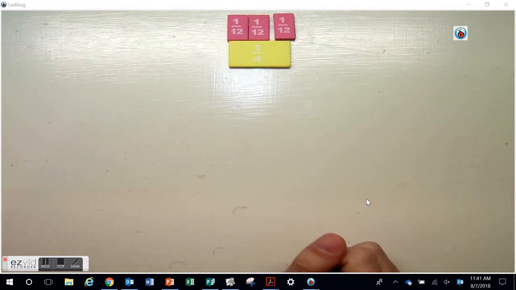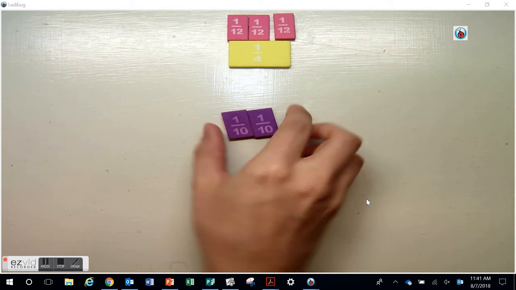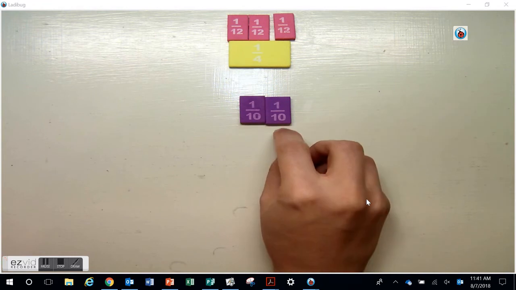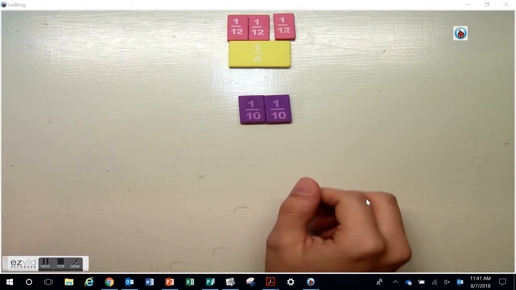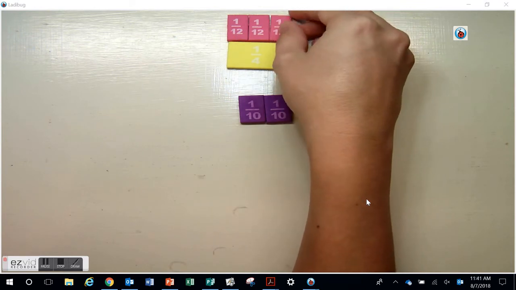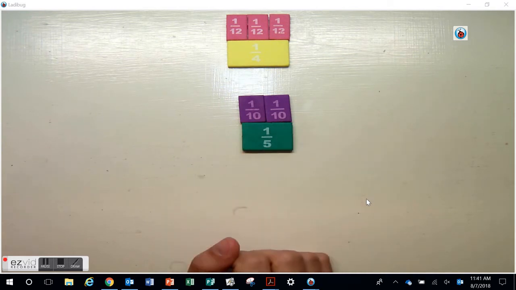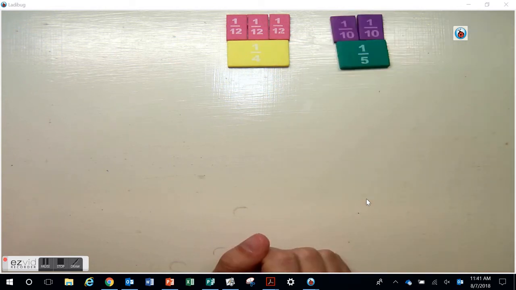I'm going to take another set of pieces, and here I'm going to take two 1/10 pieces, also known as 2/10, and find an equivalent fraction to that. An equivalent fraction looks to be 1/5.